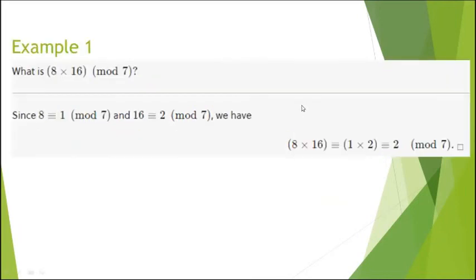So this is our example. What is 8 times 16 mod 7? So 8 minus 7, the remainder is 1. Mod 7. 16 divided by 7 is 14, no? 7 times 2 is 14. 16 minus 14, we have a remainder of 2 at mod 7. So therefore, 8 times 16 is equal to 1 times 2, congruent to 2 at mod 7. So that's our product. Okay?